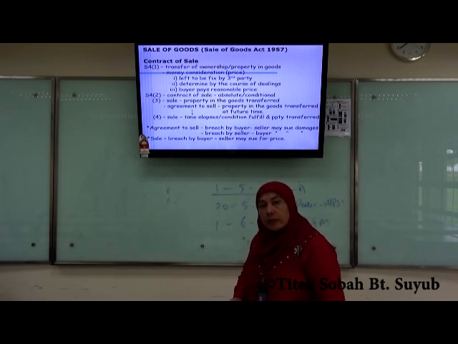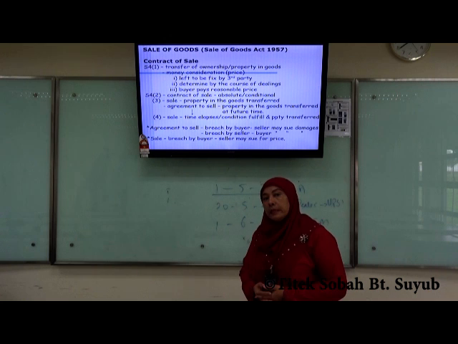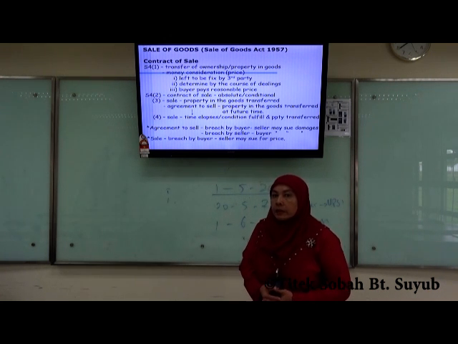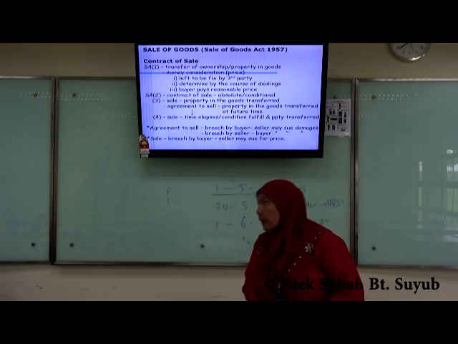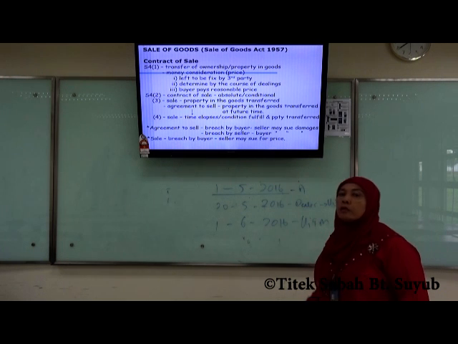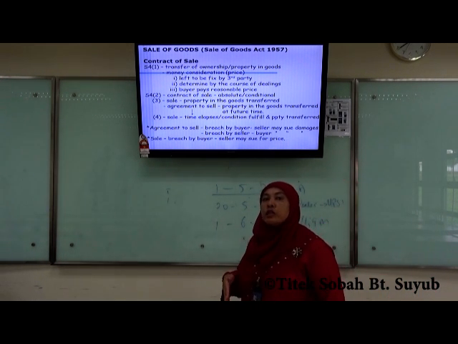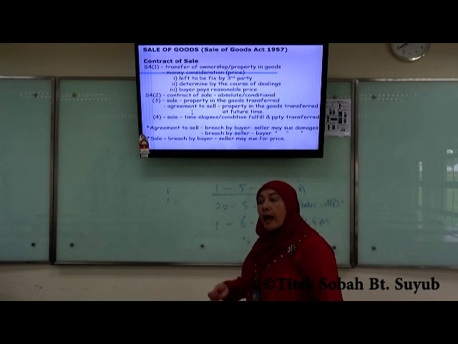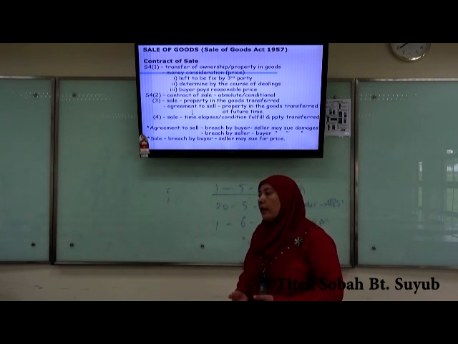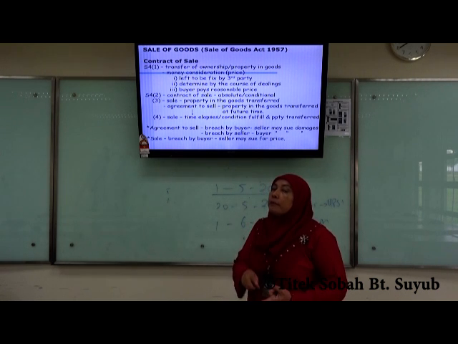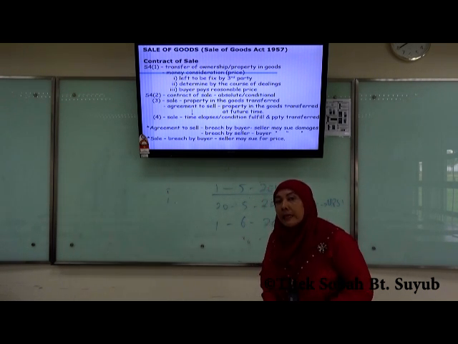And how actually is a price determined under a contract of sale? A price can be determined, number one, by being left to a third party. An example in Malaysia is with regards to contracts of sale of controlled items like sugar. Who determines the price of sugar? It is the government. The government is the third party here.